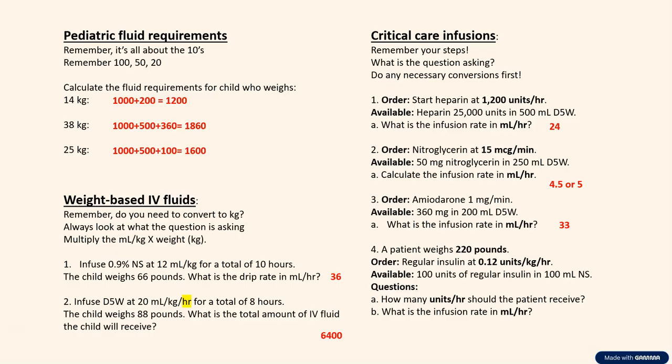Finally, let's look at the last one. The patient weighs 220 pounds. You have an order for an insulin drip at 0.12 units per kilogram per hour, and the supply dosage is 100 units in 100 milliliters. My first question is, how many units per hour should the patient receive? Apply the math to obtain an answer of 12 units per hour. The next question is, what is the infusion rate in milliliters per hour? Because I have 100 units in 100 milliliters, the actual answer is going to be 12 milliliters per hour.